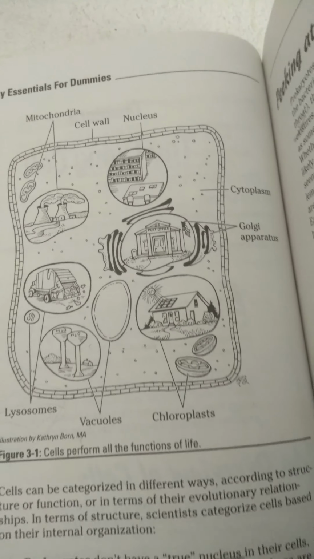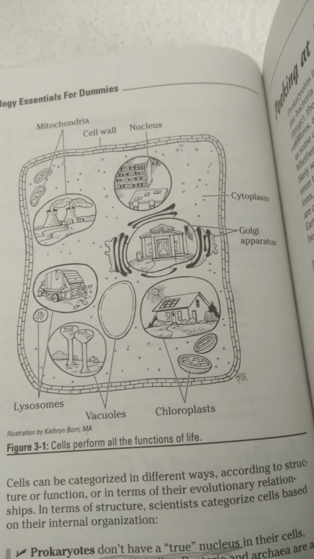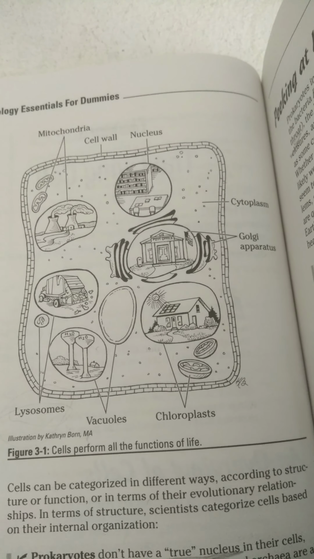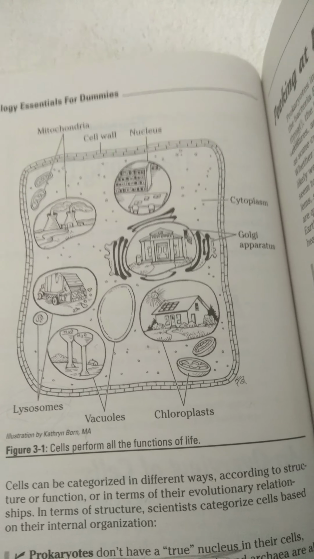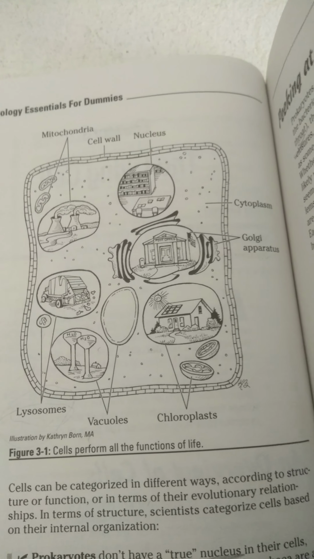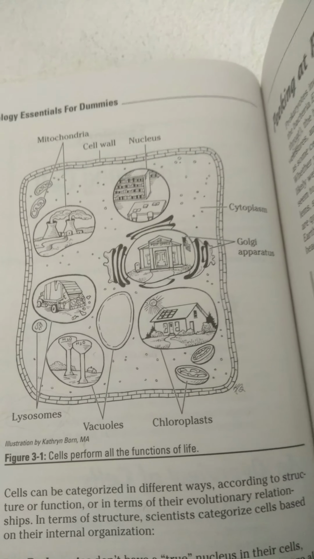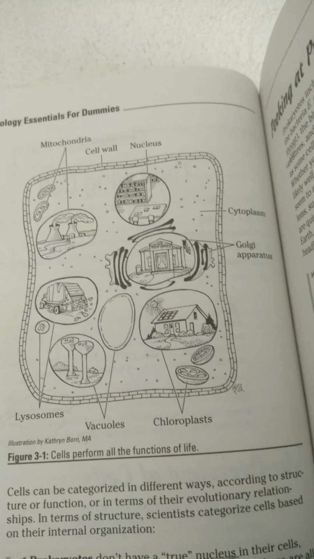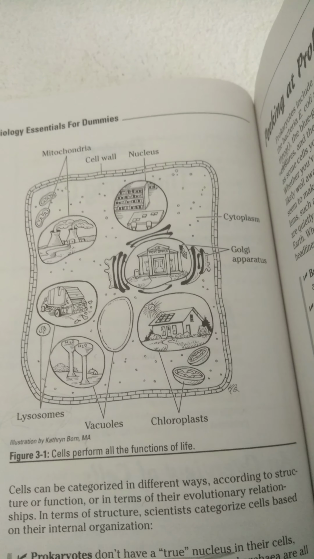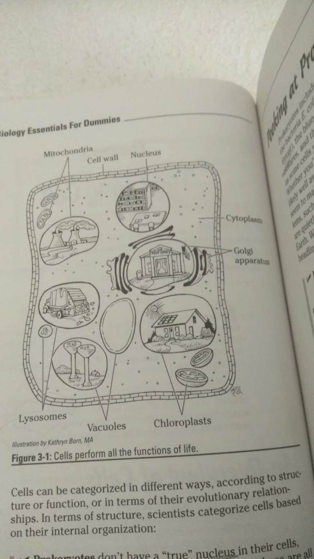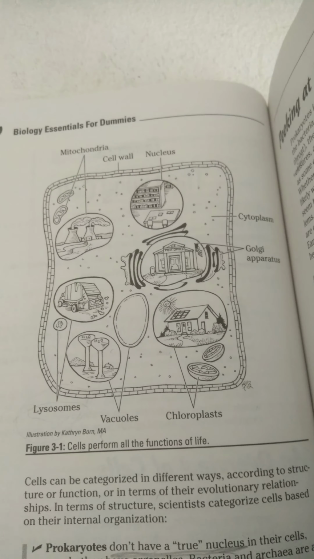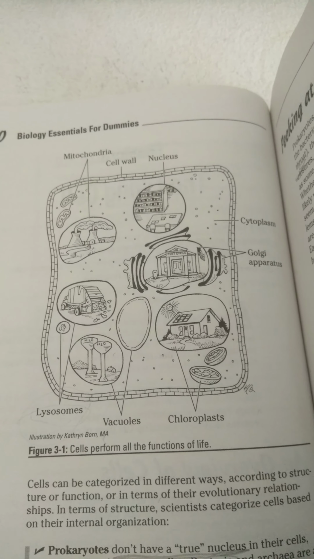Okay, good morning, viewers. Today, in our basic biology lessons, we are going to look into a general cell structure. As you can see, all the parts that may be found in a cell structure, for example, a plant cell: we have the mitochondria, the cell wall, the nucleus, the cytoplasm, Golgi apparatus, chloroplast, vacuoles, lysosomes, etc.